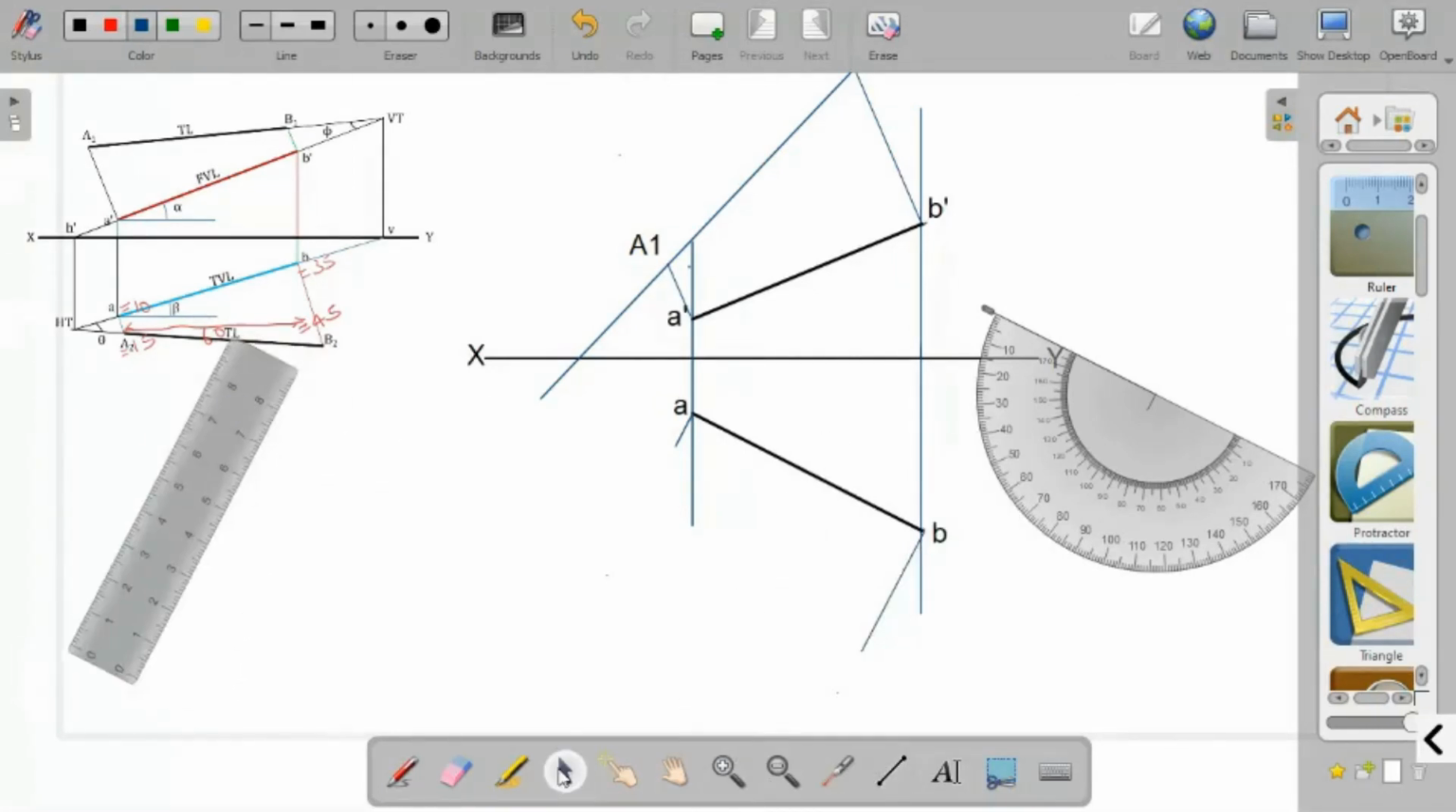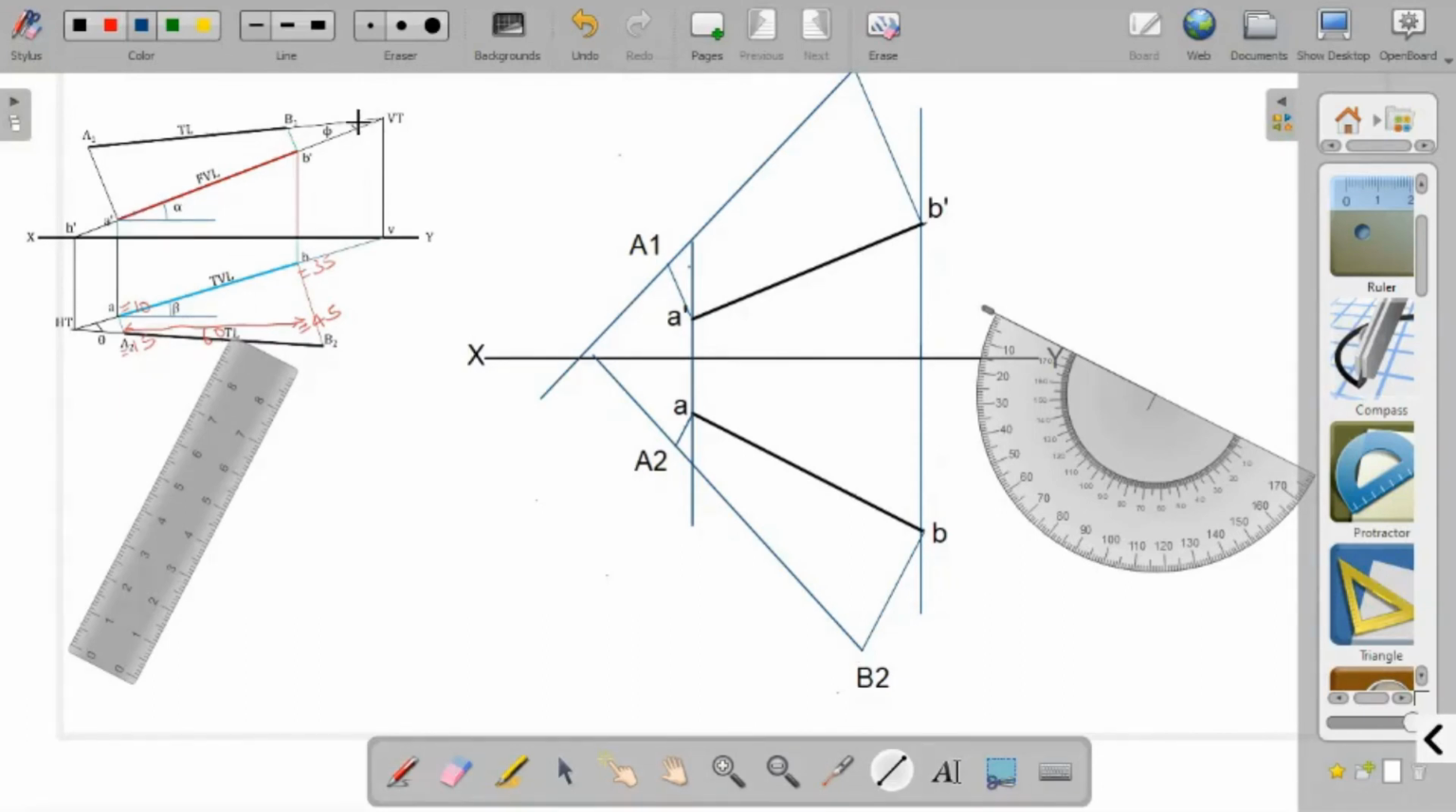Now these 2 points are A2 and point B2. Now join point A2 with B2 and extend the line. Now what I need to do is this A1 B1 is the true length as well as A2 B2 is the true length. Now what I need to do is I need to find out HT as well as VT.